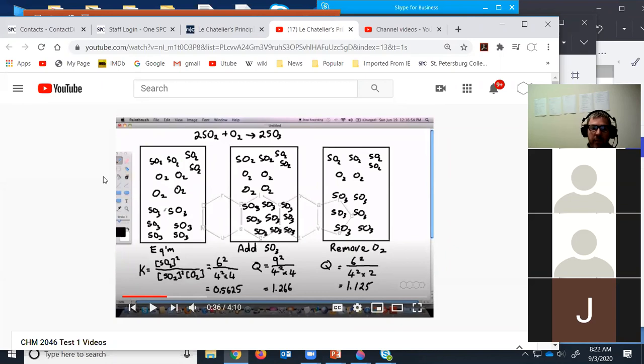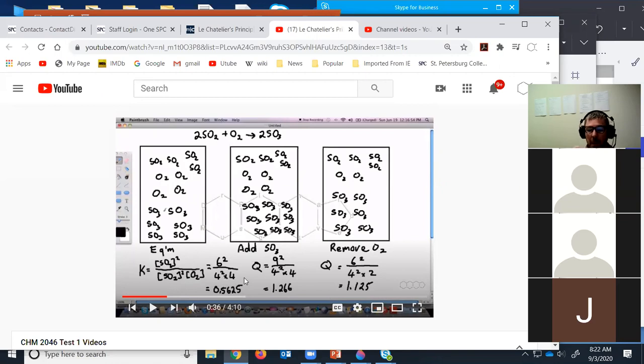And we figure out the value of K, and we do that by saying it's SO3 squared over SO2 squared times O2. I'm telling you it's at equilibrium. Right, so that's how you know it's at equilibrium, because I'm telling you it is. And then we just count up all these different things, the SO2, the O2, and the SO3, and we come up with a K value of 0.5625. Is everybody okay with that? Does anybody have any questions?